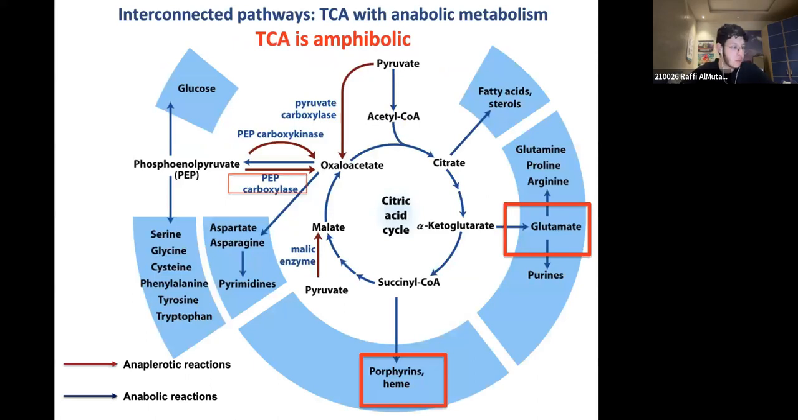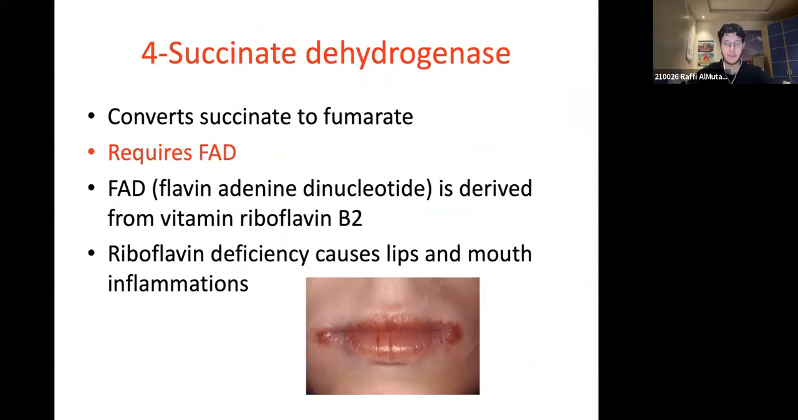Now, there are two more concepts that they wanted to talk to you guys about. The first one is about the TCA cycle being amphibolic, and the second is about anaplerotic. Amphibolic basically means... but before we go into amphibolic and anaplerotic, up till now, are we clear?